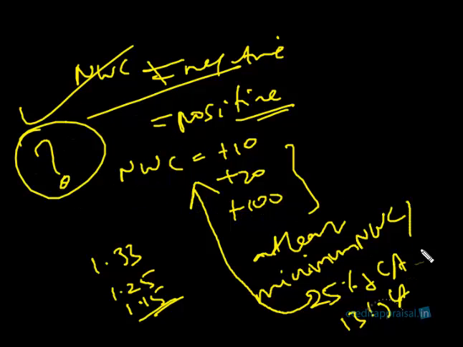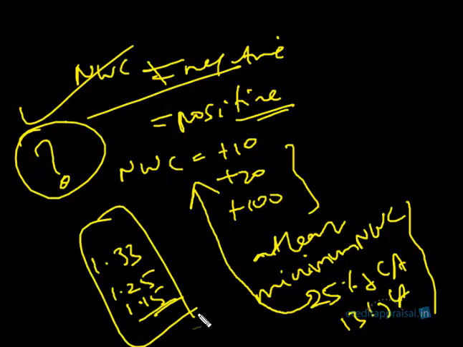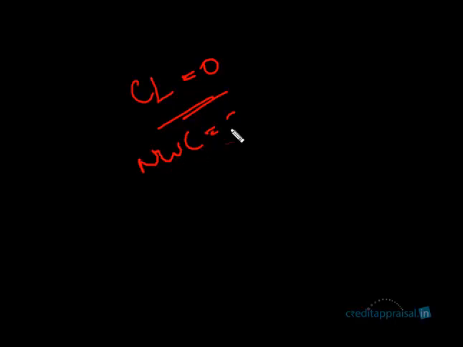It comes from the discussion we had earlier. So from that again, the minimum NWC, the minimum current ratio comes in. Let us speak of a very ideal scenario. Ideally, you want your current liabilities to be zero. If NWC is current assets minus current liabilities, you always want, from a company's point of view, this to be zero.